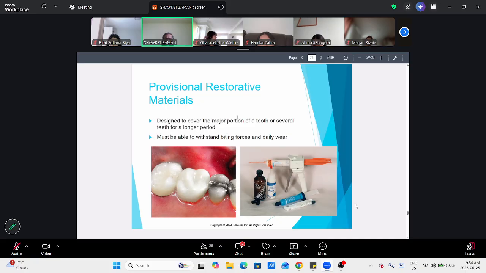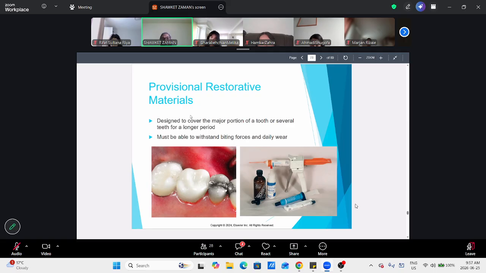And even though it's temporary, it should be strong enough to withstand the biting force and the daily wear. Because if it is temporary, it doesn't mean that it is not capable of withstanding the biting forces. Because while waiting for permanent restorations, patients need to eat. Patients need to protect their teeth from daily wear.